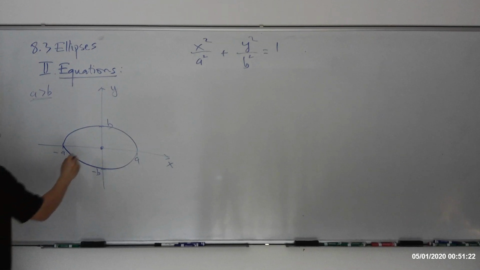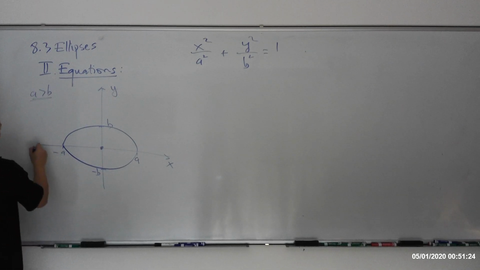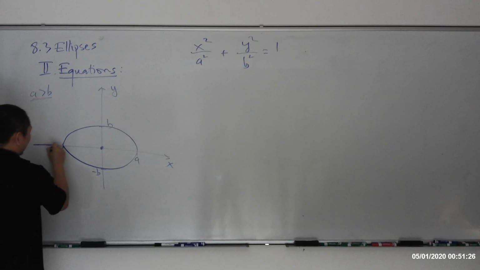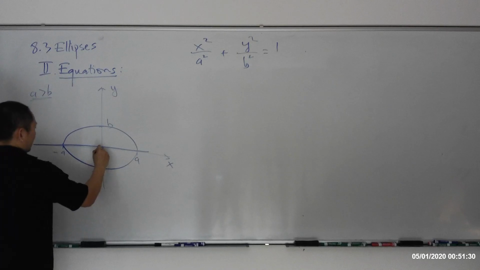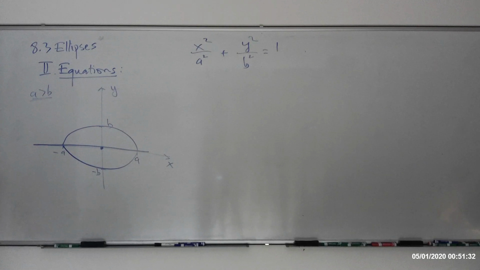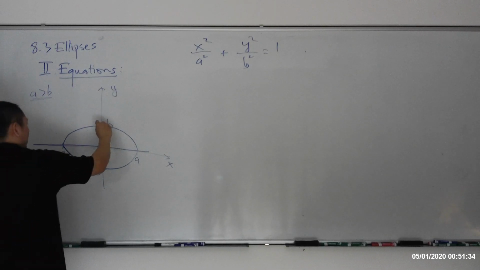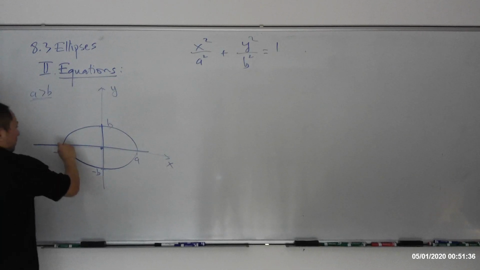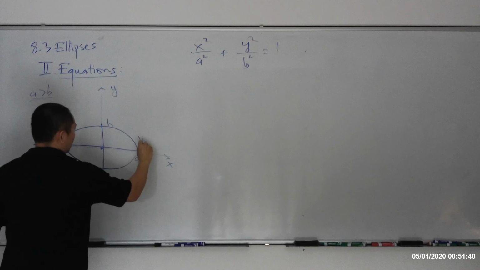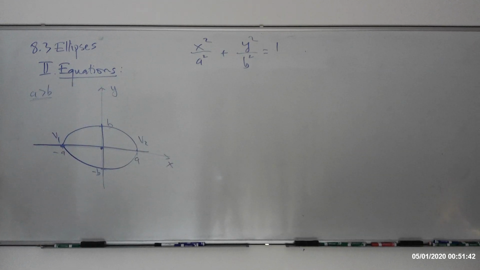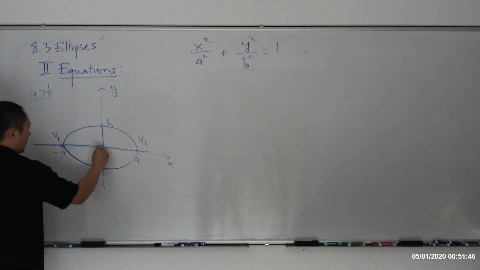So far, so good. The longer diameter, the major axis, is going to be the horizontal one, and the minor one is going to be the vertical one. This one is V1, vertex number 1, and this one is called V2, vertex number 2. And the center is right at the origin right here.